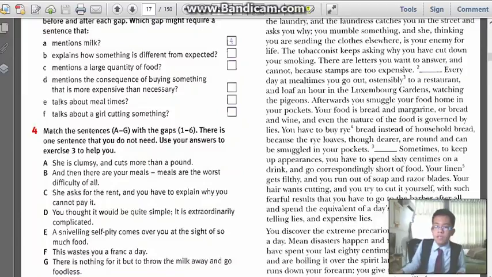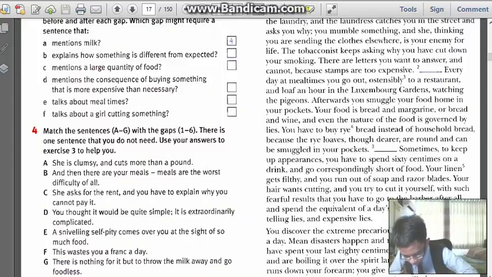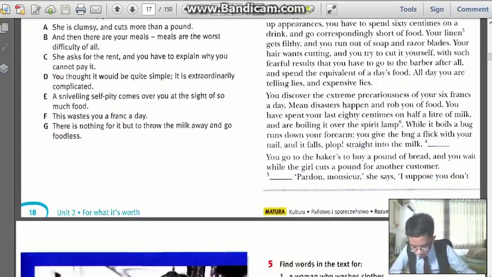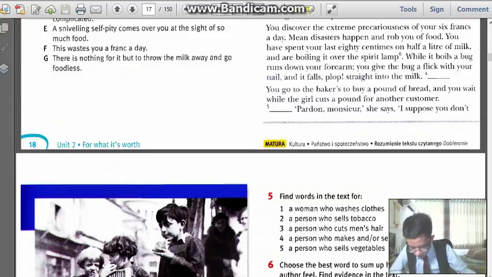Sentence E talks about meal times. So we had 3, 6, 1, 4 already. So now let's go to the sentence that talks about meal times. 3 already had. Number 4 already. 2, 5. 5 not yet.